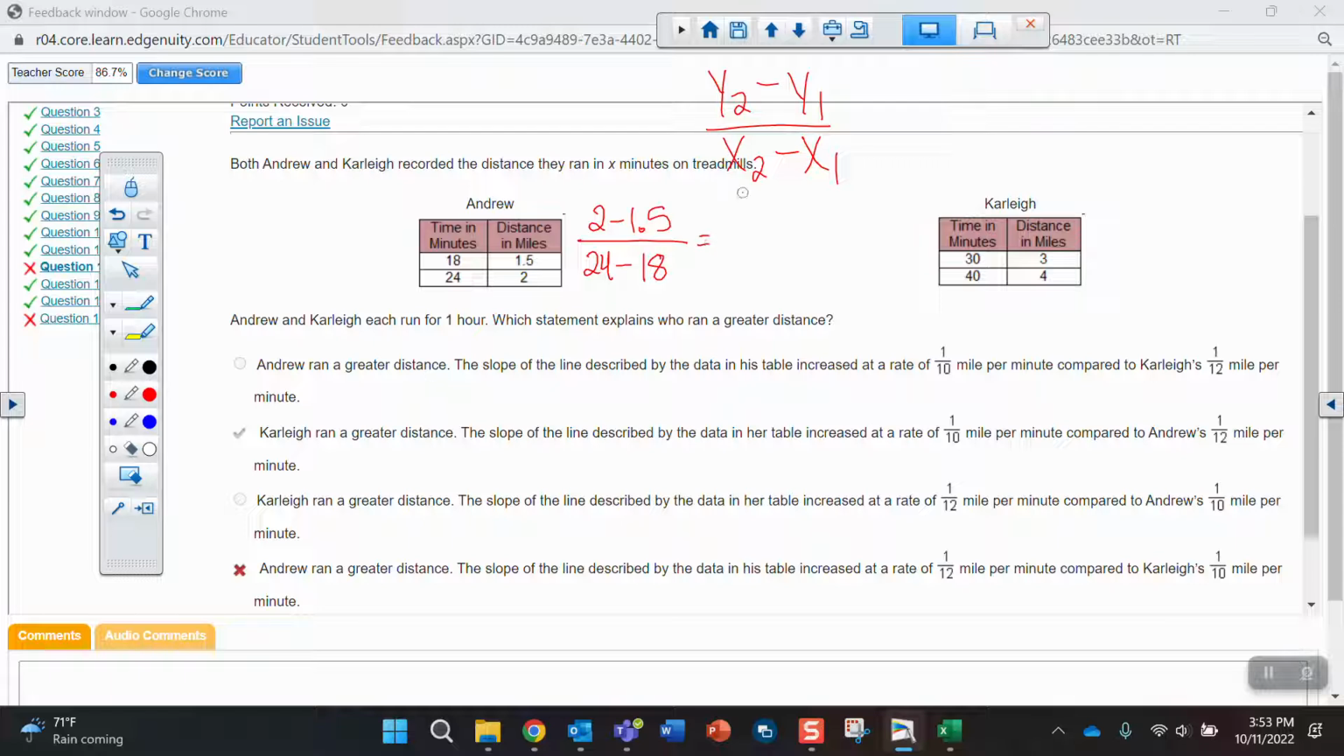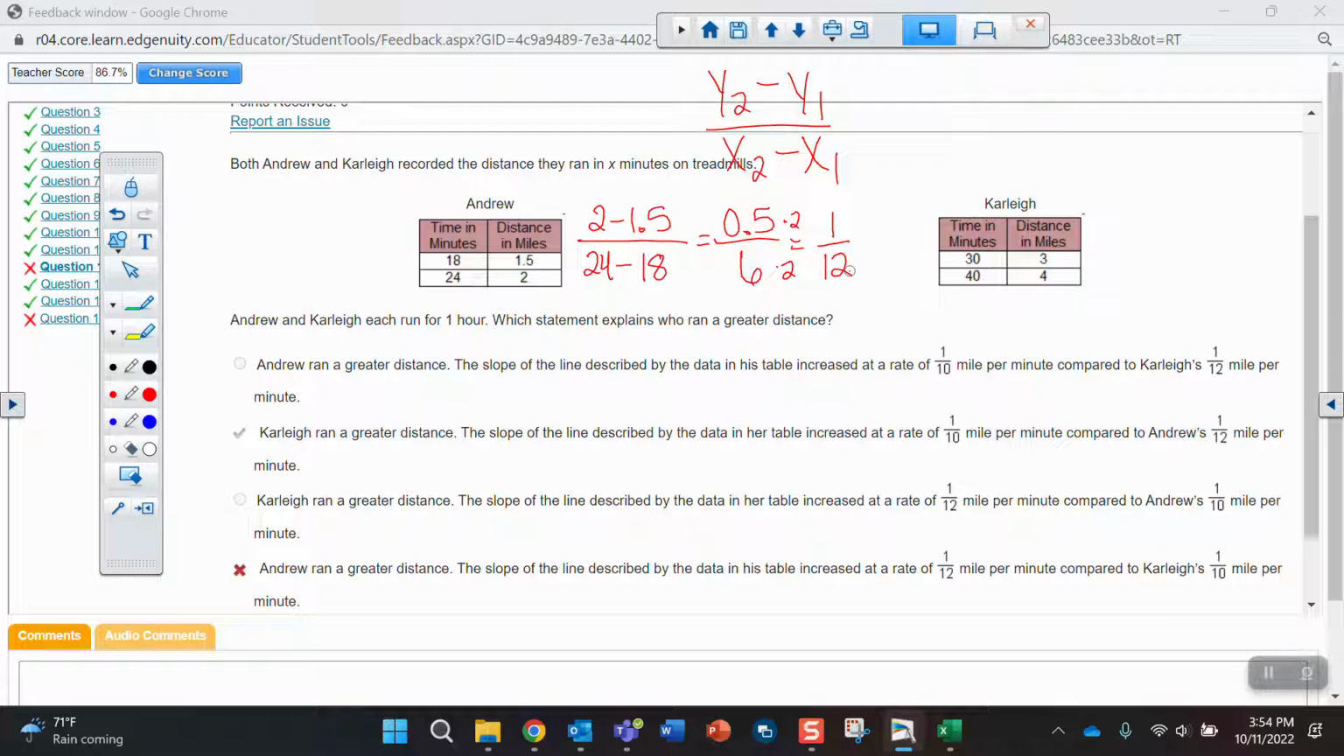2 minus 1.5 is 0.5, and 24 minus 18 is 6. We can't have a decimal and a fraction, so let's go ahead and multiply. Let's multiply the top by 2: 1/2 times 2, and multiply the bottom by 2. That's going to get 1/12. So that is 1/12 of a mile per minute.